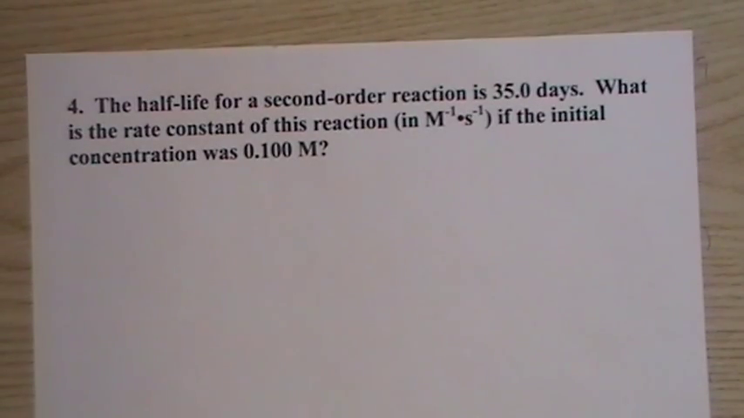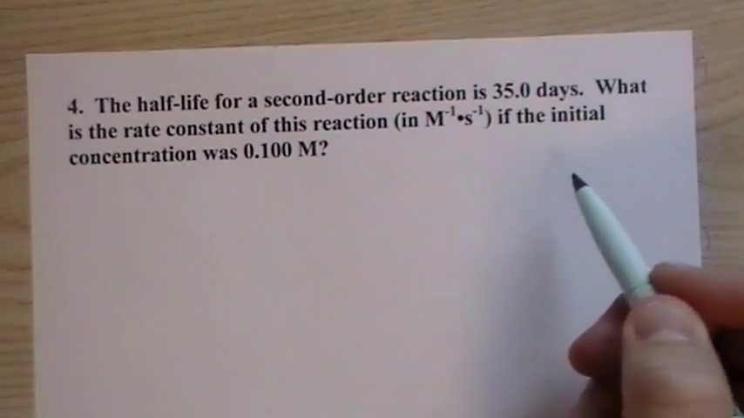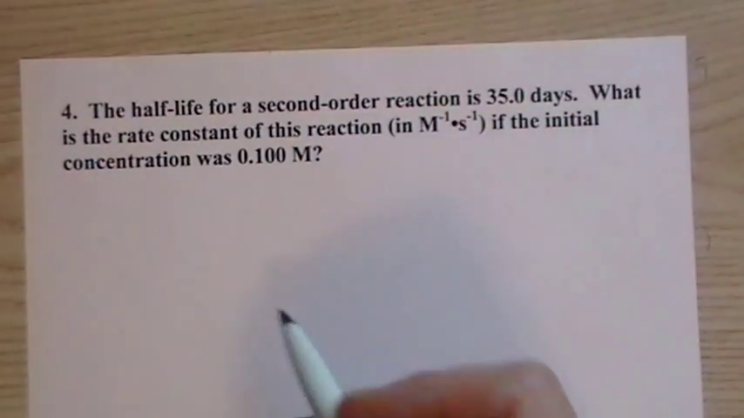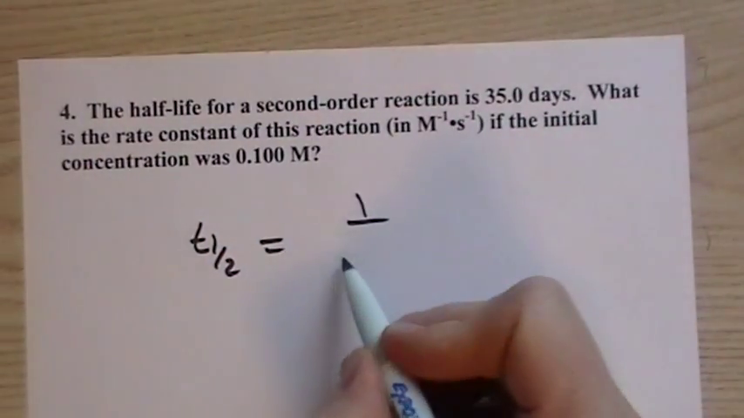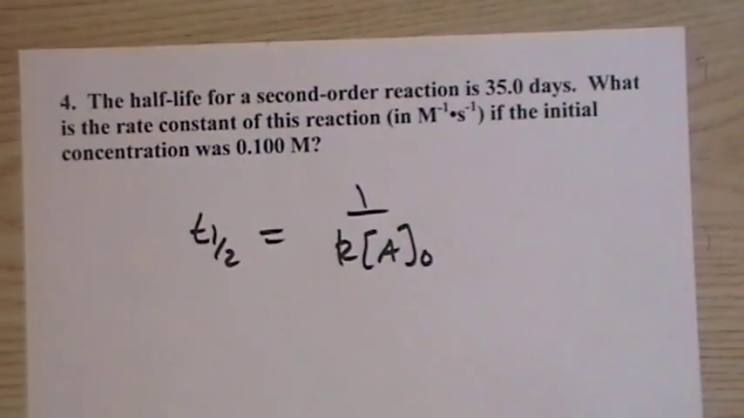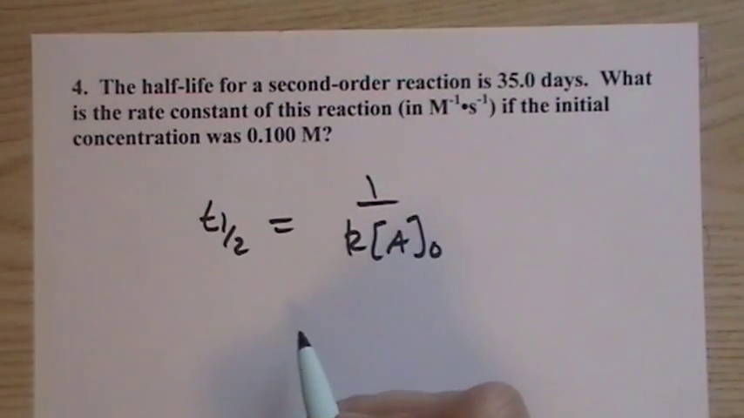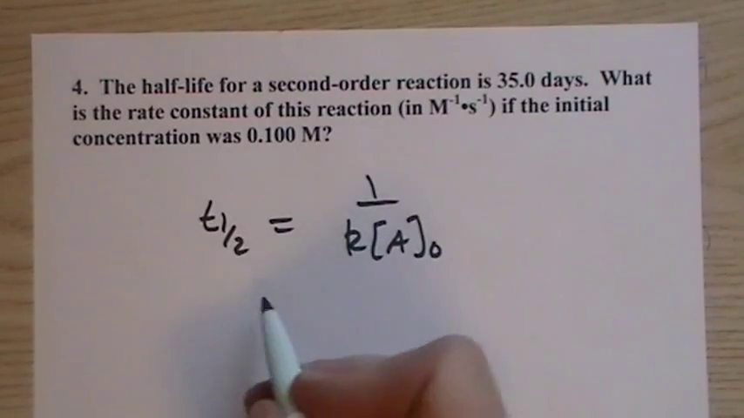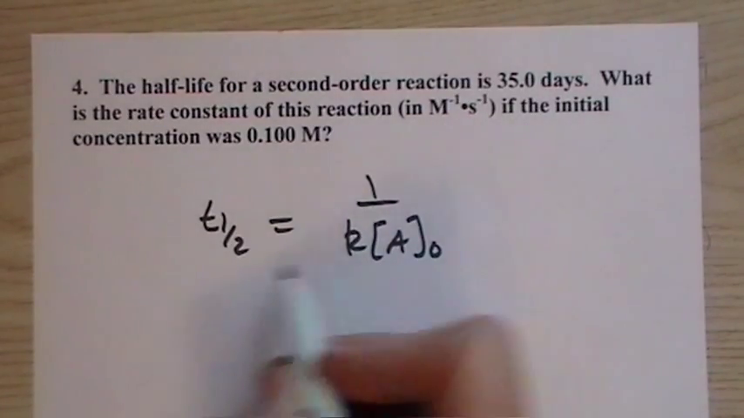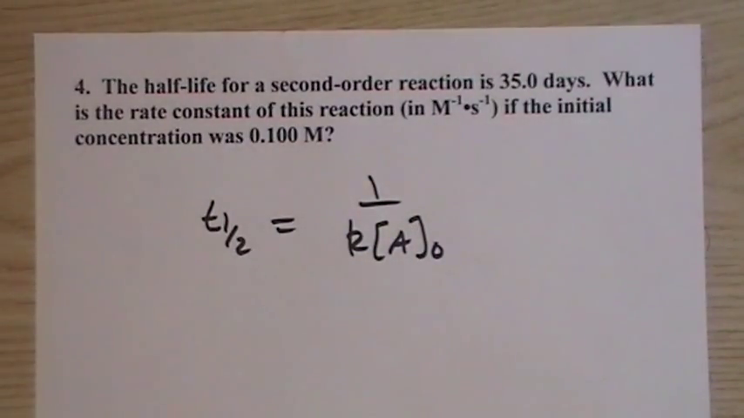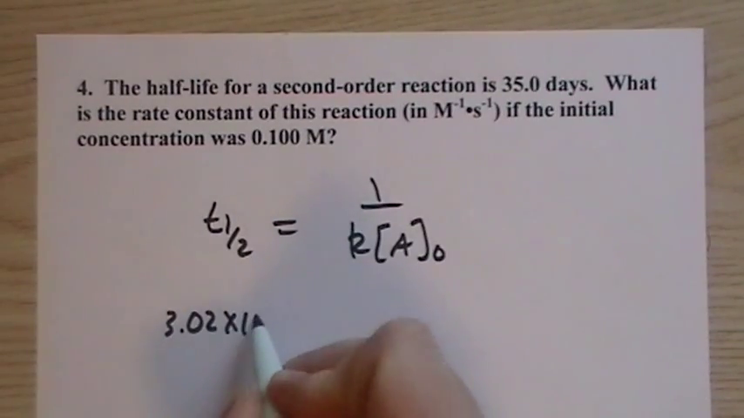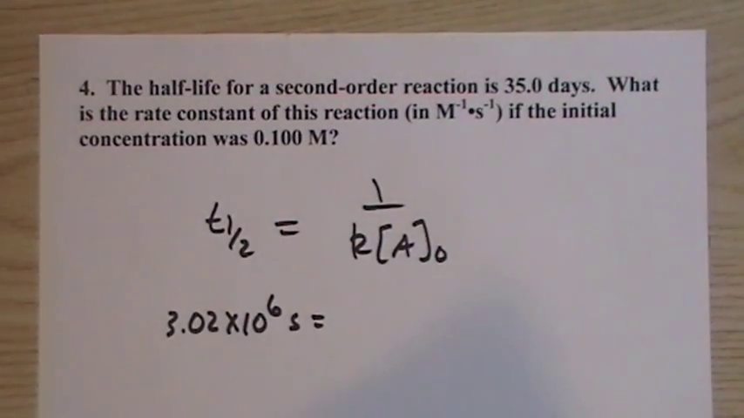So half-life for a second order reaction is 35 days. What is the rate constant of this reaction, if the initial concentration was 0.1 molar? Okay, so the half-life, let's write it out here: 1 over K times the initial concentration. I'm just going to leave it in this form, but you can certainly solve for K first. But 35 days, what was that? We need it in seconds, so it was 3.02 times 10 to the 6th seconds for our half-life.